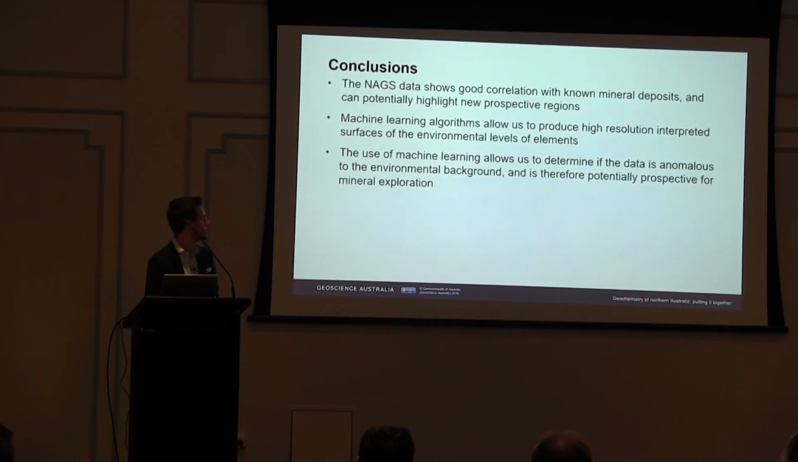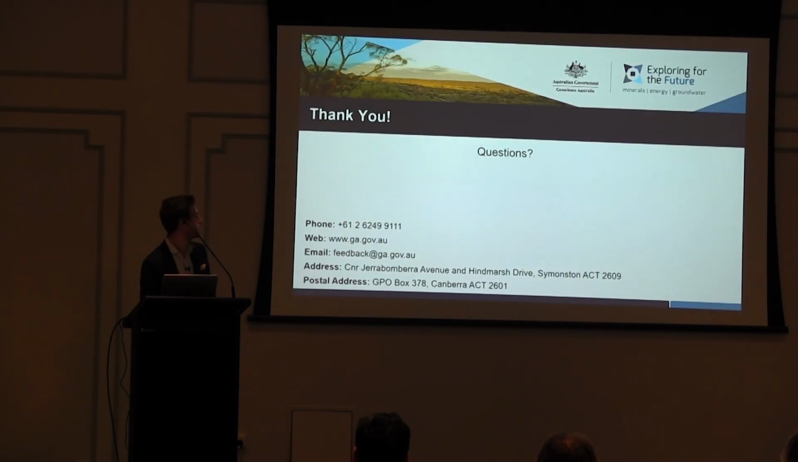So just as a quick conclusion, we see a somewhat okay correlation, especially in copper, with the known mineral systems. There is potential to indicate new prospective regions. The machine learning at least allows us to produce high resolution background images for the region to try and get the patterns that are happening within there. And there's also potential to try and use this machine learning as a way of determining prospective regions in this regional data. That's all I have today.